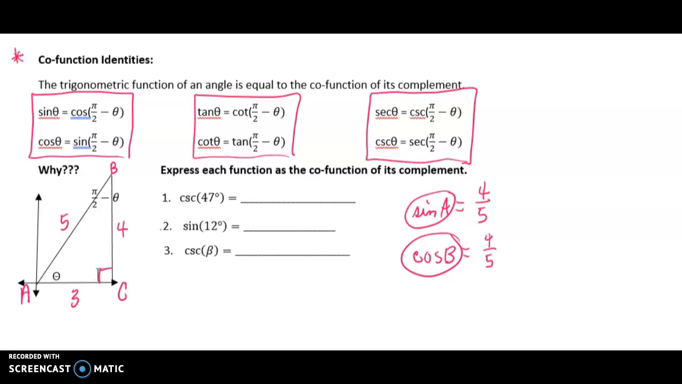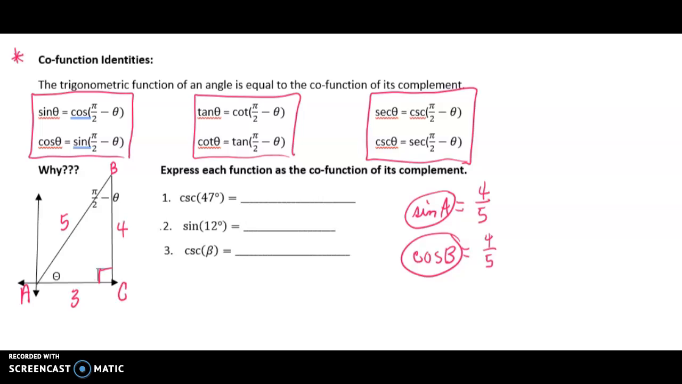Those are called co-function identities. The sine of angle A will equal the cosine of its complement. These are complementary angles. Do you remember what complement means? Complement means that the two angles add up to 90. So the sine of angle A is equal to the cosine of angle B. The tangent of angle A would be equal to the cotangent of angle B, and the secant of angle A would be equal to the cosecant of angle B.